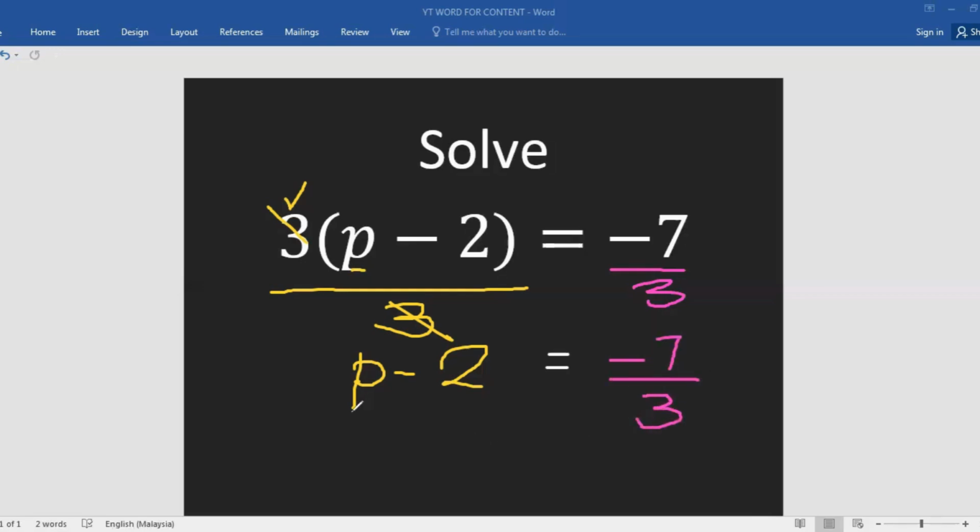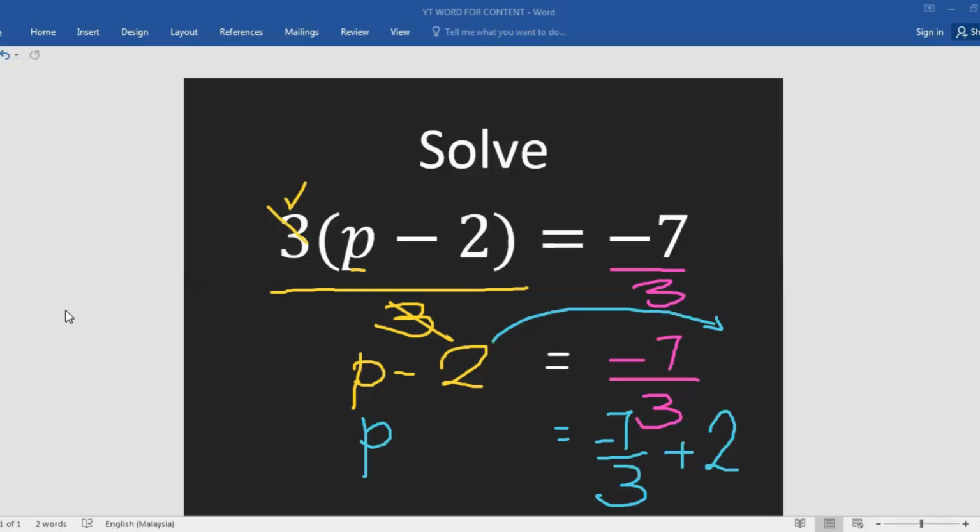Okay. So what do we have to do with p now? Now is the time for us to separate the negative 2. So 2 must go to the right. So it will become negative 7 over 3, minus 2 becomes plus 2. What happened is negative 7 over 3 plus 2.